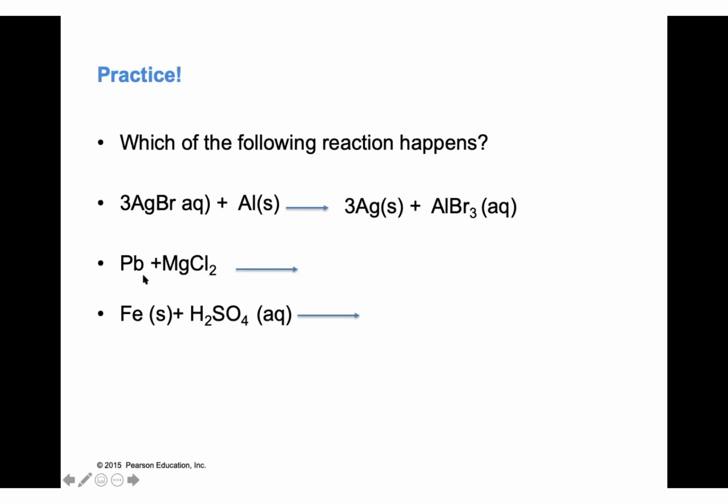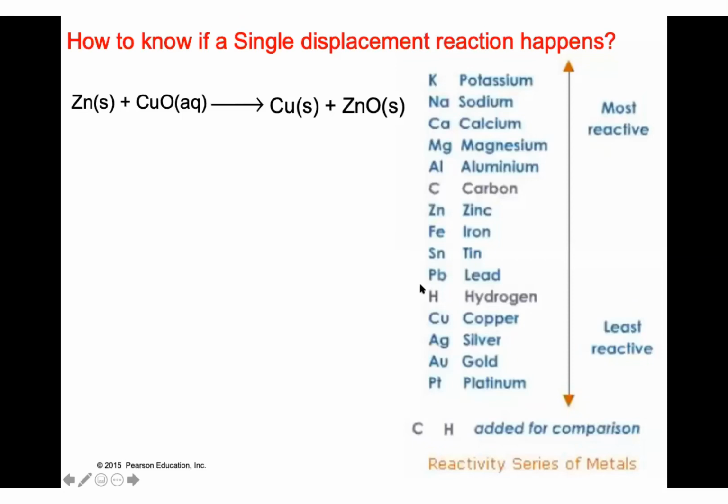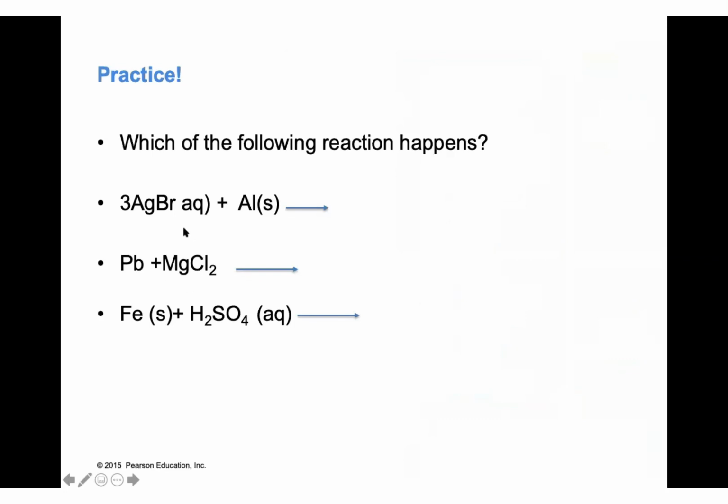So what about Pb and Mg? Look at the cations, guys. Pb and Mg. Let's see if the alone element is higher or not. Which one is higher? Mg. Okay, Mg is higher, so the most reactive is Mg. Is Mg alone? No, Mg is not alone. So no reaction happens here, because the most reactive element should be alone for the reaction to happen.